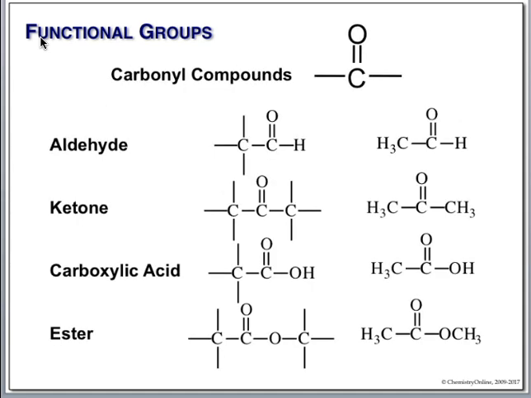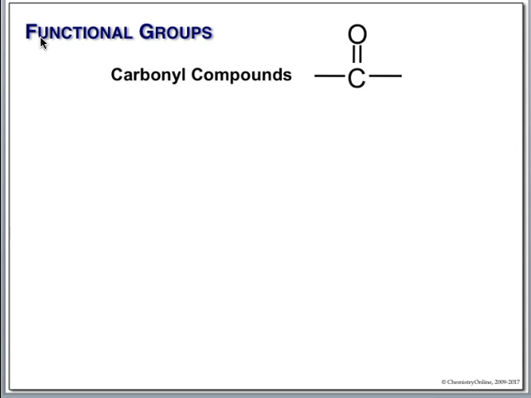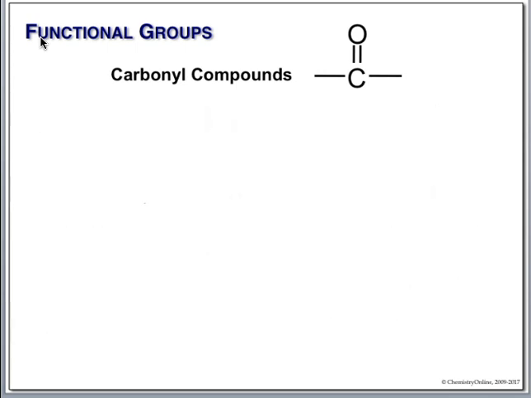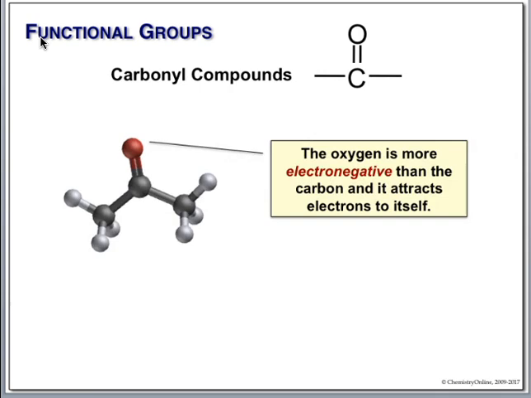If we have a carbon-oxygen double bond, that's called a carbonyl. Aldehydes and ketones, we will see this in a minute. Carboxylic acid, carbonyl with an OH. This is an ester if we have an OR. Amide, again, we'll see this in a minute. Carbonyl with an NH on it. Acid halide, anhydride. The carbonyl is a very important functional group. We're going to see this when we do our quick tour of biochem.